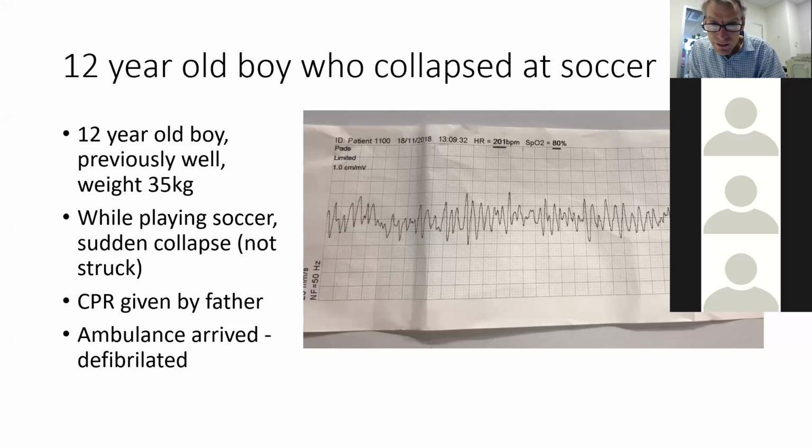Could be a VF, ventricular fibrillation. Yes, that's right, Simon. Yeah, this is ventricular fibrillation, and this is a particular type of ventricular fibrillation, and it has a particular name. Does anyone know what it is?